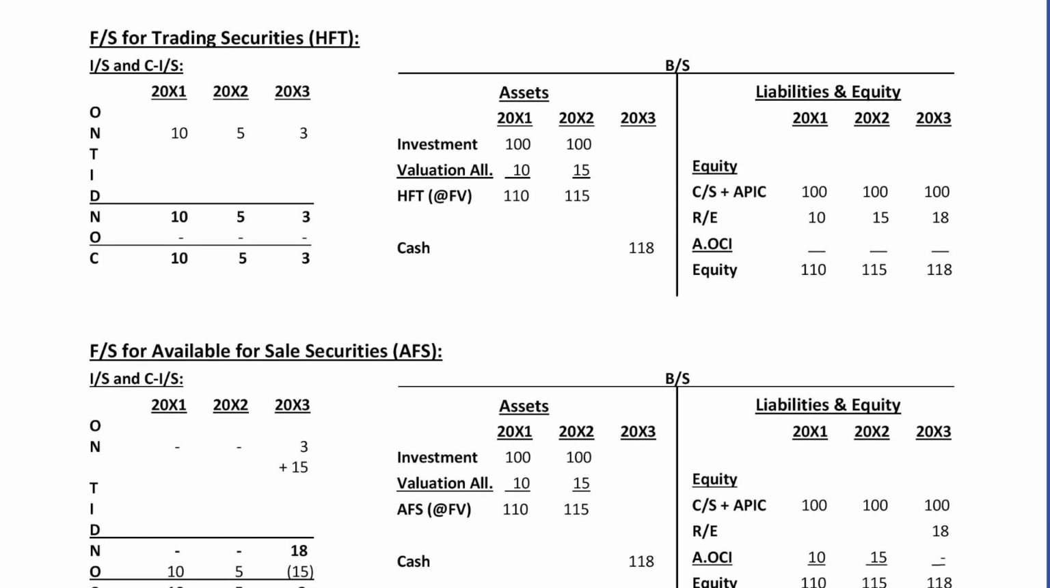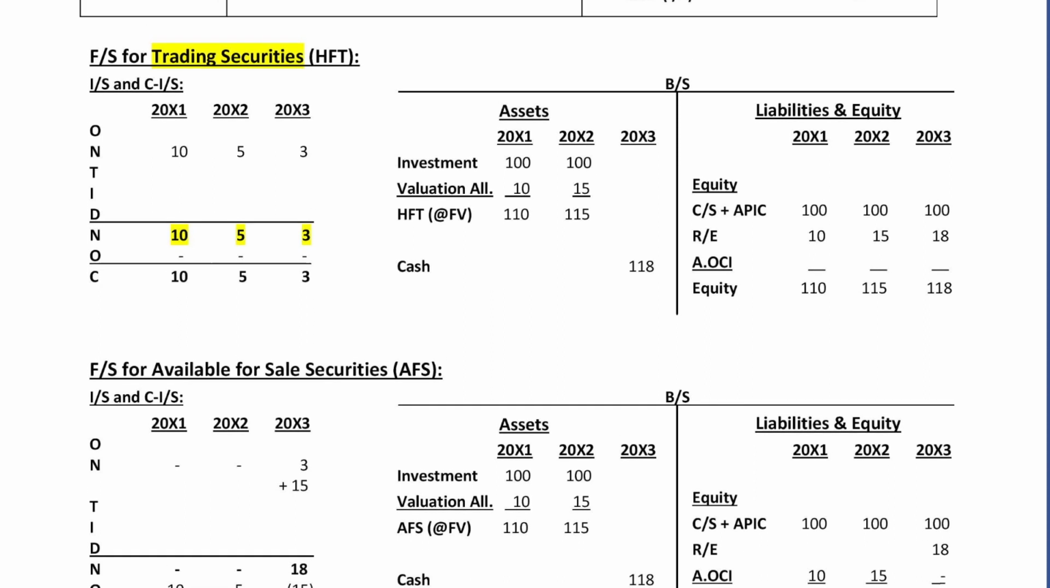Below the table we've got the financial statements for trading securities, where in year 1 we had $10 getting into the net income. In year 2 we had $5. Year 3, $3. So once again, for trading securities, all gains or losses, whether realized or unrealized, go into the income statement. And now let's compare this with the accounting for available for sale debt securities.